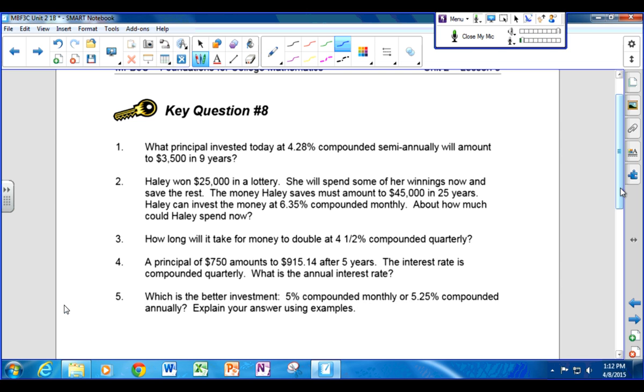If I got an interest rate of 0.5%, maybe that's a little low. If I got an interest rate of 120%, that might be a little wrong too. So that's what you're looking for.